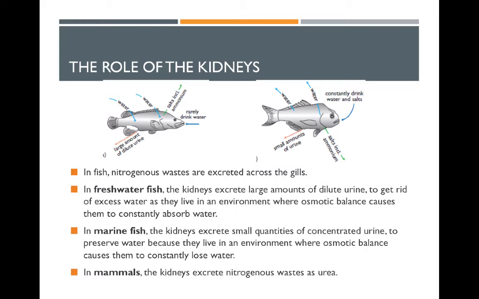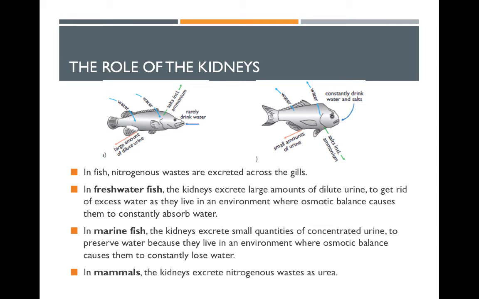In marine fish, on the other hand, they obviously live in salt water. So the concentration of water outside their bodies is actually less than inside of their bodies. So again, naturally, water moves from inside their bodies into their environment. They lose a lot of water because of that, because of trying to maintain that osmotic balance. So in saltwater fish, the kidneys excrete very small quantities of concentrated urine because they need to preserve as much water as they can. They don't water down their urine much at all because they lose so much water already.